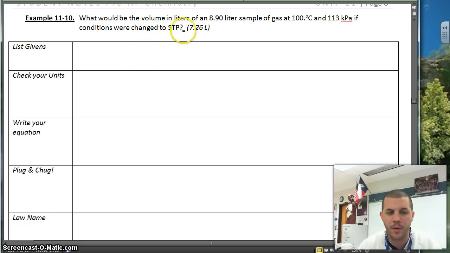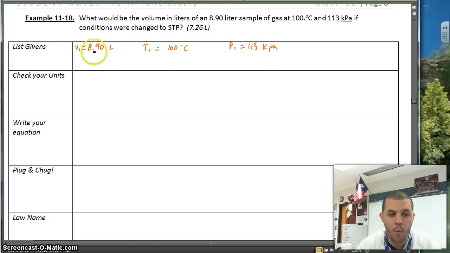Okay, well, let's write down what we know. We know that our original volume is 8.90 liters, so V1 is 8.90 liters. My original temperature, so T1, is 100 degrees Celsius. And my P1 pressure is 113 kPa. Sounds good to me.